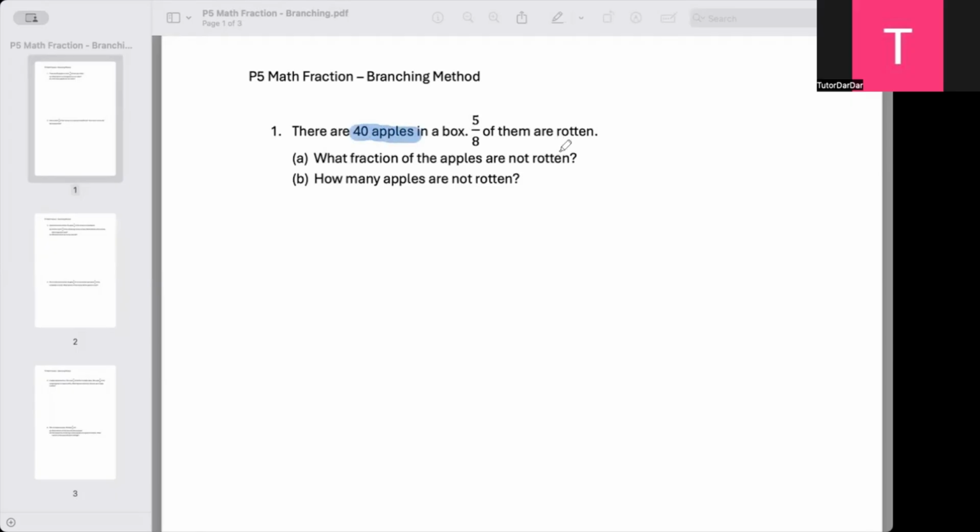5/8 of them are rotten. A. What fraction of the apples are not rotten? B. How many apples are not rotten? So, for question A, they want the fraction of apples that are not rotten. For B, they want the actual number of apples which are not rotten. So let's start solving.